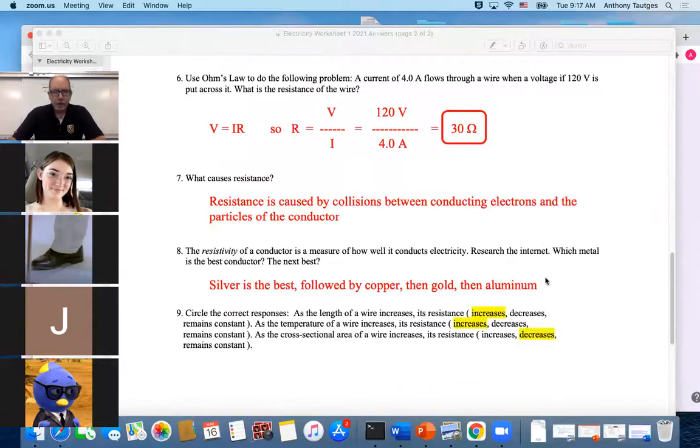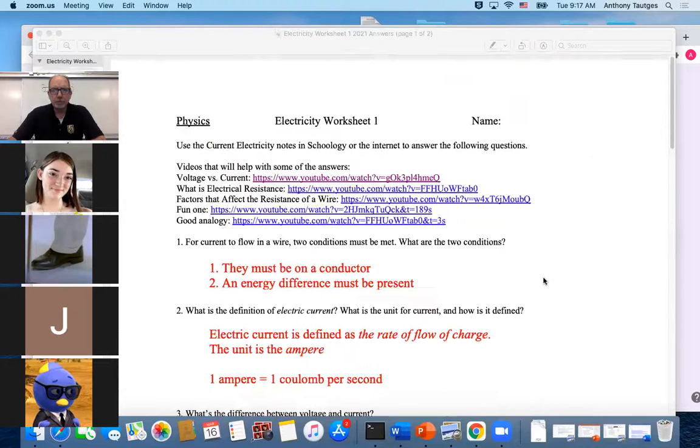Okay, there you have it. Electricity worksheet 1. Questions, comments? Further?